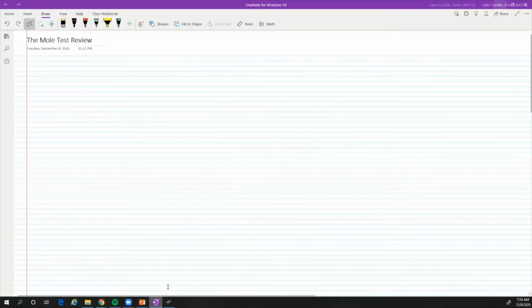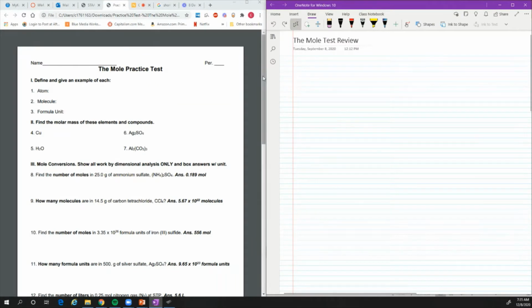All right, so let's start with this whole unit starts with the mole. To know what a mole is, you need to know how many atoms, molecules, formula units are in a mole.